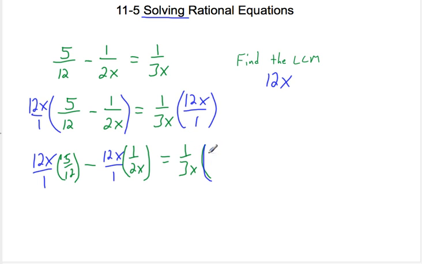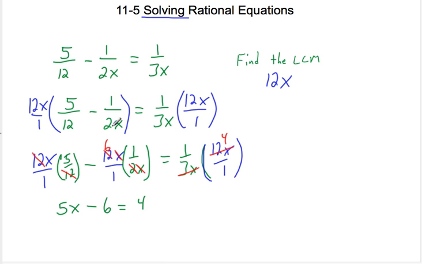times 12x over 1. So when we reduce all these, this 12 and this 12 go away. 12 and 2 reduces to 6. The x's reduce away. 3x reduces 12x to 4. And what's cool about this is we get 5x minus 6 equals 4. Obviously, the cool thing about doing it this way is there's no more fractions. And when there's no more fractions, it's just going to be a lot easier.